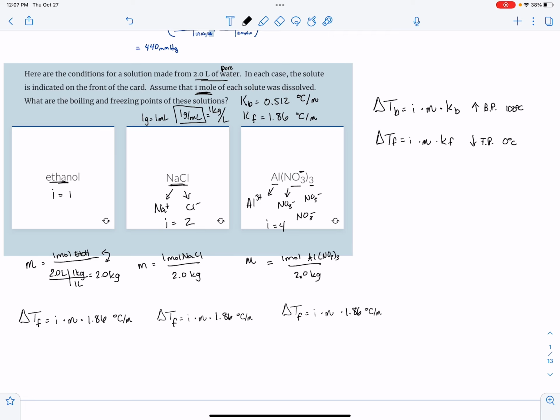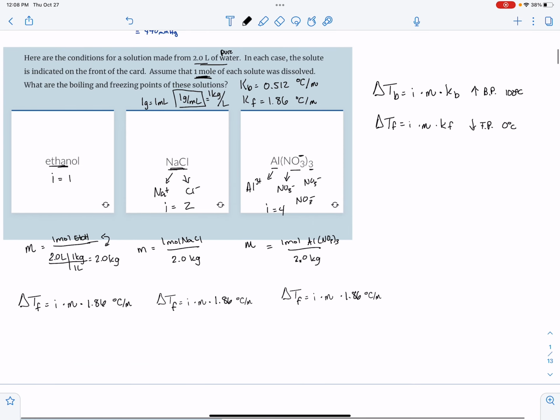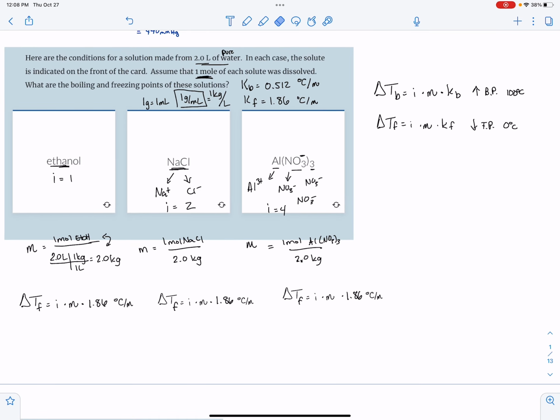And then we are going to use the same molality for all of them. So I can change my molality and my I factor. So this is a 1 because it's a non-electrolyte. And then we knew from before that the molality was the 0.5 times 1.86. And then here, this one was 2 because the I factor, and then times 0.2 molality times 1.86. And then you'll see over here that this was 4 times that same molality times 1.86.